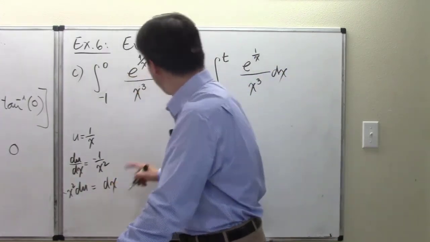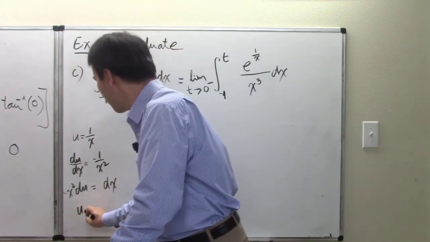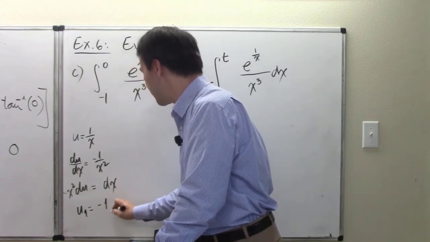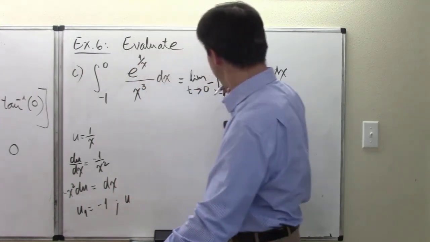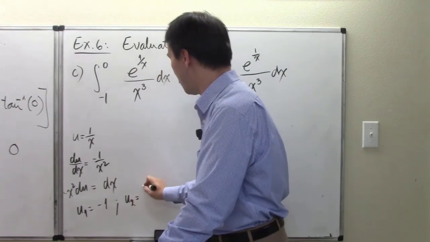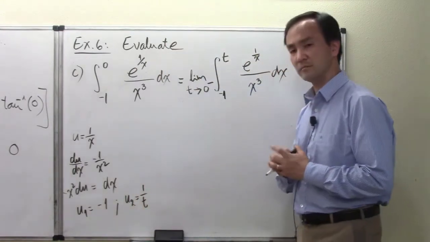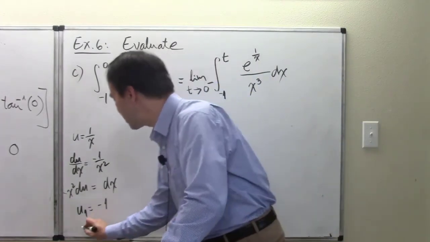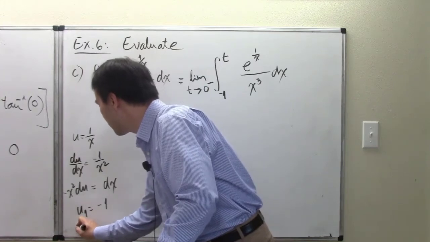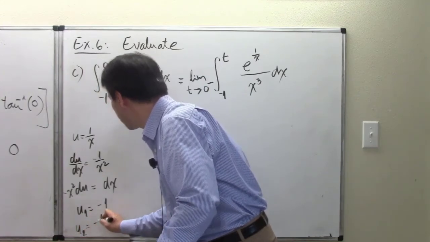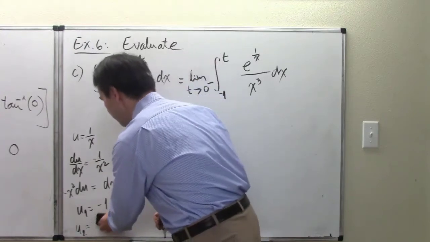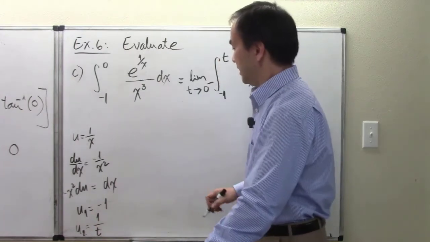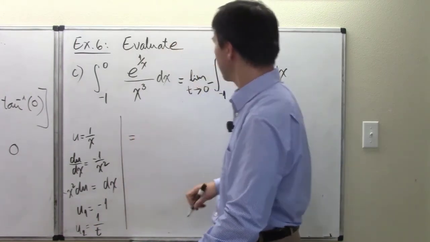And then my u1, when x equals -1, then u1 will equal -1. When x equals t, then u2 will equal 1 over t. And so now, let me write the 1 over t down here. So u2 equals 1 over t. All right. And so now I'm ready for the work right here.